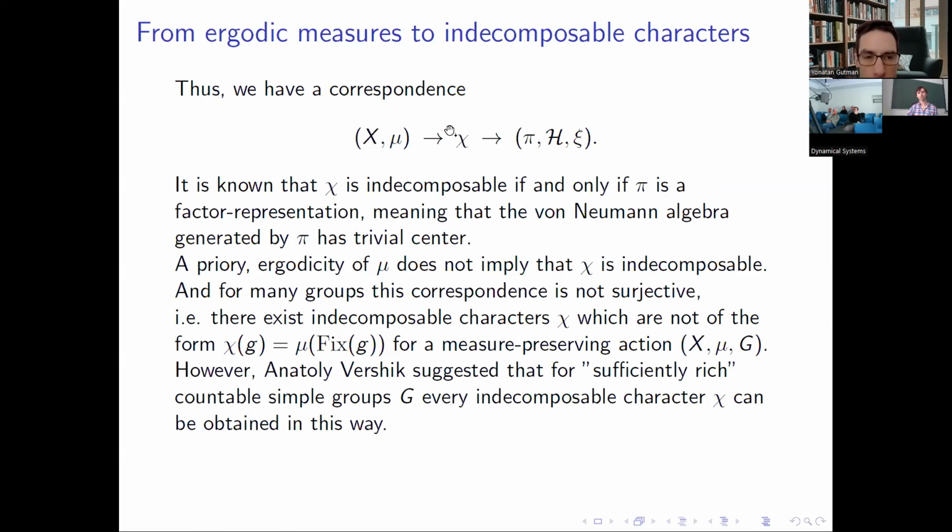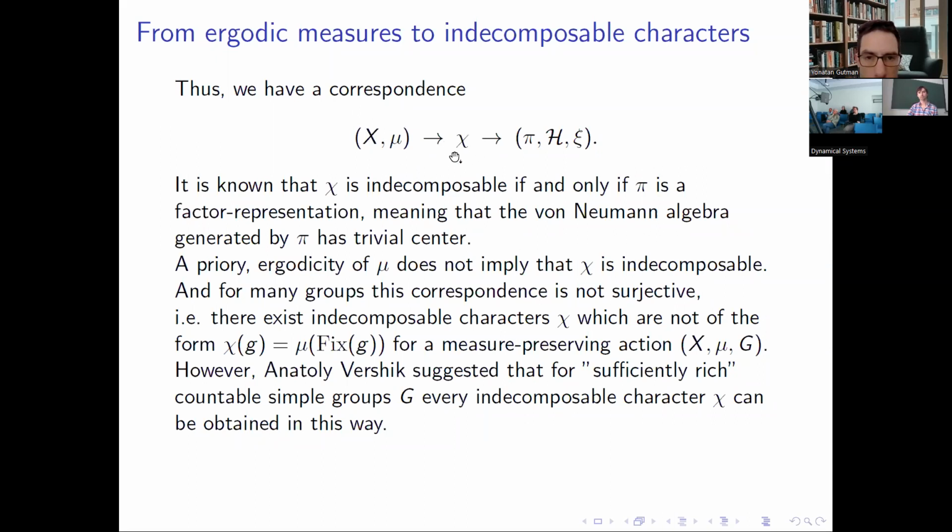Now, the interesting question is the relation between ergodicity and indecomposability, because ergodicity is also a notion of extreme point in the set of measures. A priori, ergodicity of mu does not imply that chi is indecomposable. Moreover, for many groups, this correspondence is not surjective. There are many characters which cannot be obtained in this way.